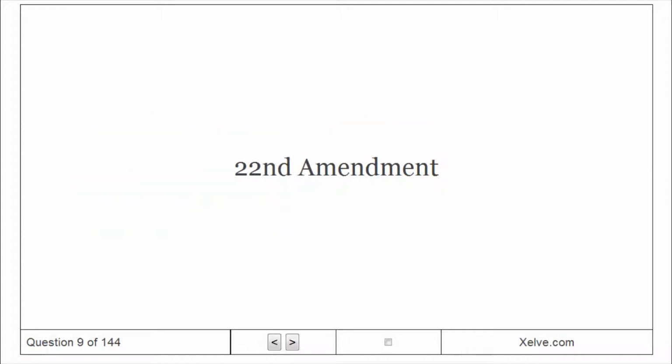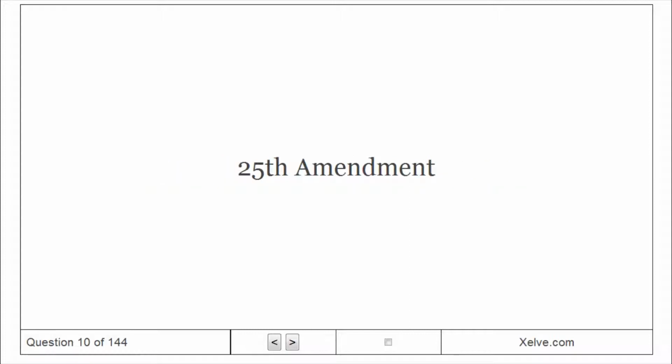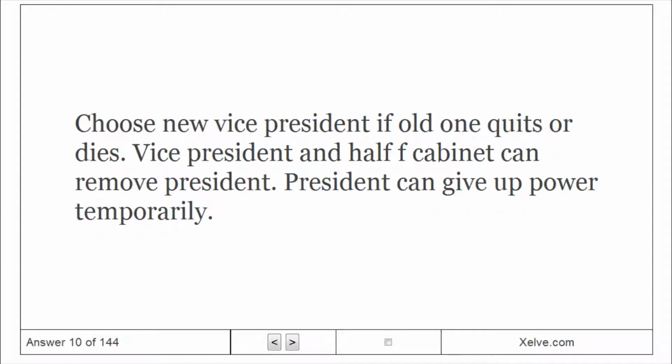Twenty-second Amendment. A president may only run 2 terms. 25th Amendment. Choose a new vice president if the old one quits or dies. The vice president and half of the cabinet can remove the president. The president can give up power temporarily.